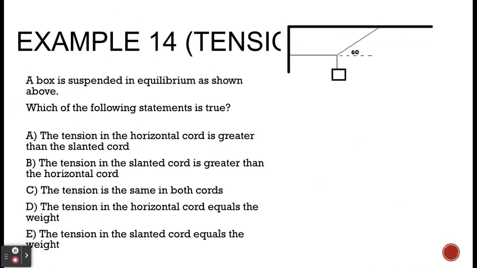Okay, this next one is a concept question based on the previous example. So a box is suspended in equilibrium as shown, which of the following statements is true? The tension in the horizontal cord is greater than the slanted cord. The tension in the slanted cord, meaning this cord over here, is greater than the horizontal cord, which is this cord over here. The tension is the same in both cords. The tension in the horizontal cord equals the weight. The tension in the slanted cord equals the weight. So take a minute, pause the video, and try this one on your own.